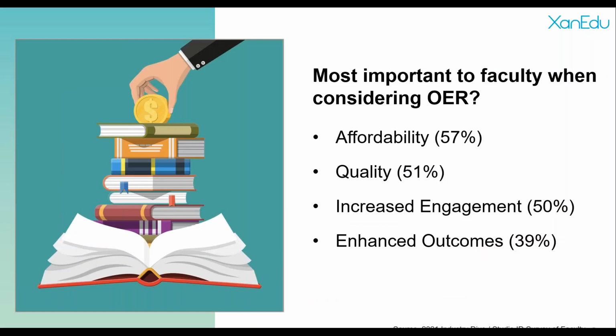So XanEdu asked many of our faculty partners, you're considering OER, you want to save money for your students, of course. What are some of the most important things to consider before you adopt OER? The highest number there was affordability at 57%. But then quality and increased engagement came in a close second. So the key takeaway here is faculty want to give their students affordability, but they're not willing to compromise on quality. And they also are looking for ways to increase student engagement.